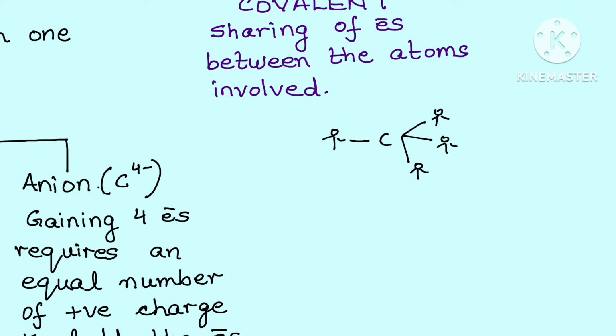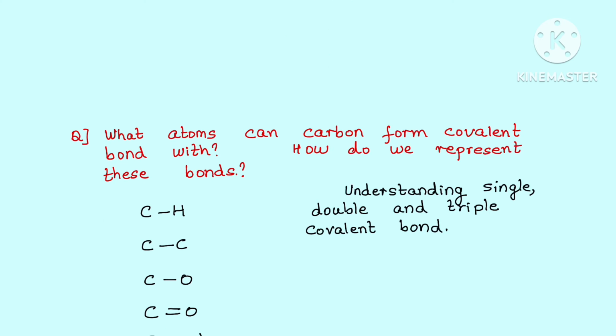Covalent bonding. How do we show this covalent bonding? Now, this sharing of electrons between atoms is shown by means of a line drawn between the 2 atoms. And remember, one line means 2 electrons, one coming from each of the atoms which is involved in sharing.